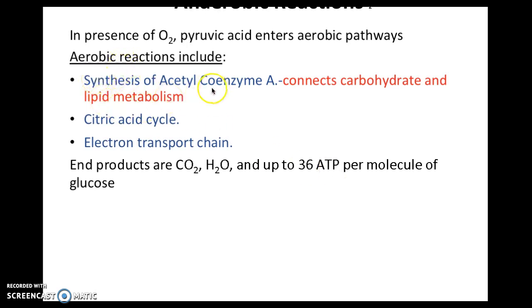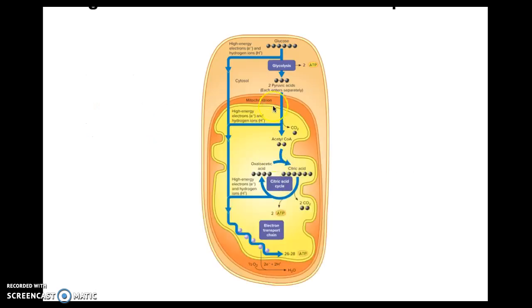There is a molecule called acetyl coenzyme A that is produced, and it is the molecule that connects carbohydrate and lipid metabolism. Next is the citric acid cycle, and then electron transport chain is going to occur. And the end product of respiration is production of carbon dioxide, water, and up to 36 ATP molecules for each glucose molecule that's broken down.